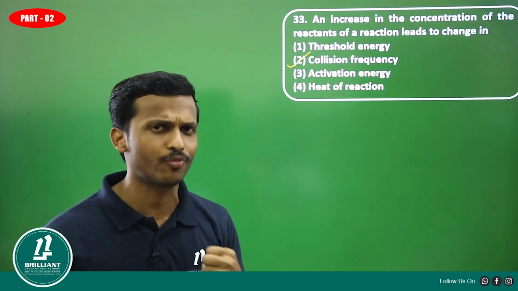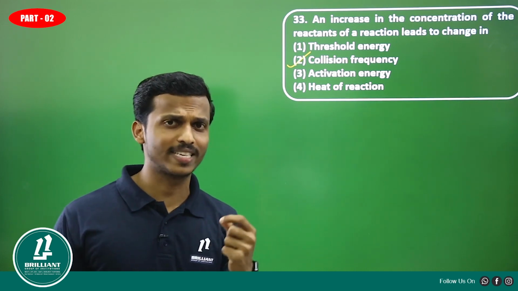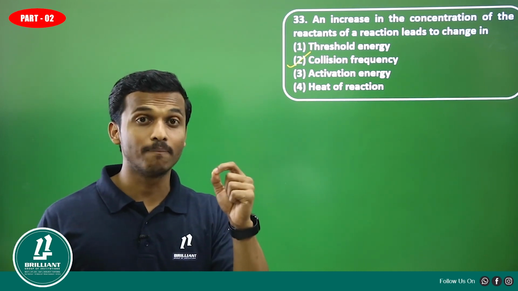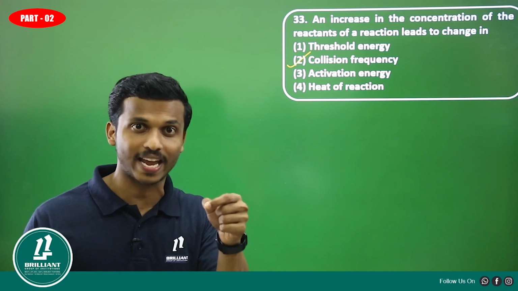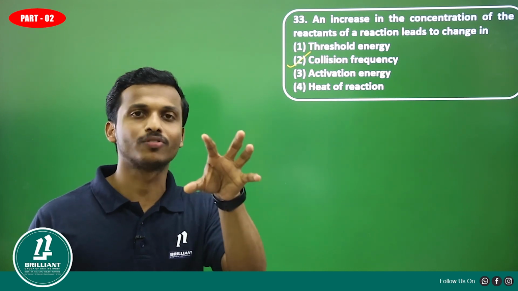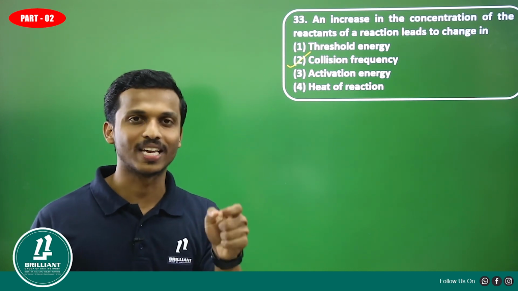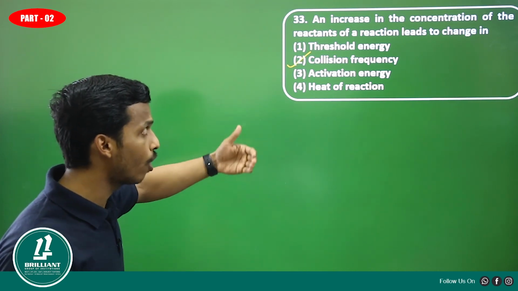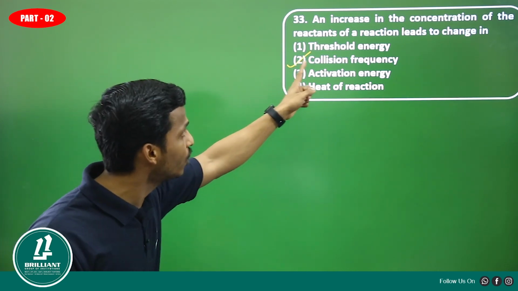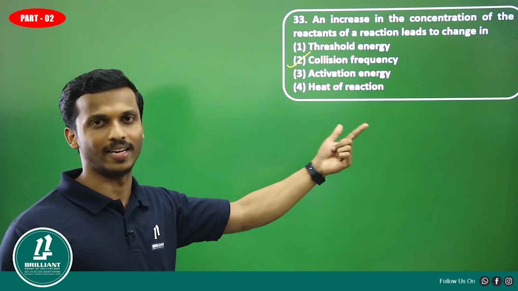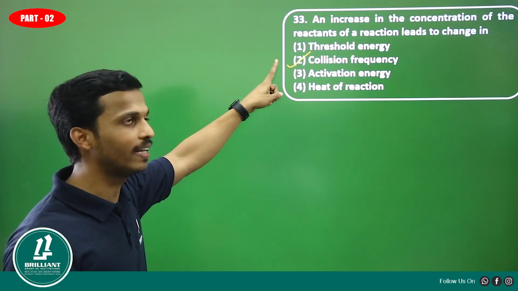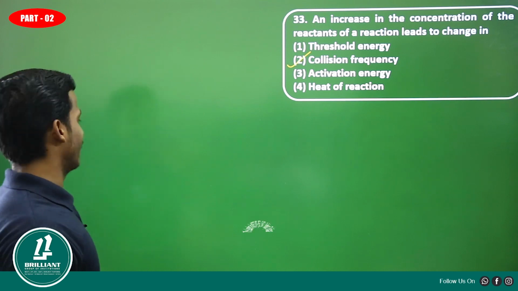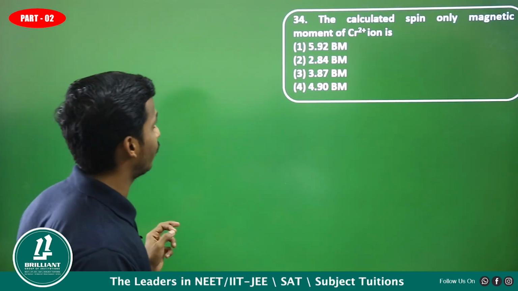What is meant by collision frequency? We studied the factor Z. Collision frequency is the number of collisions per second per unit volume of the reaction mixture. So we can say that as the number of reactants increases, collision frequency also increases. The answer for question number 33 is 2.